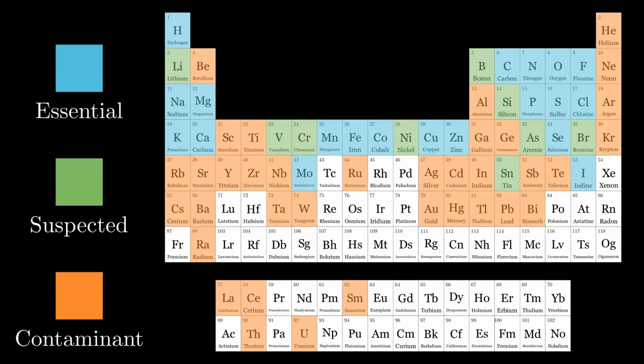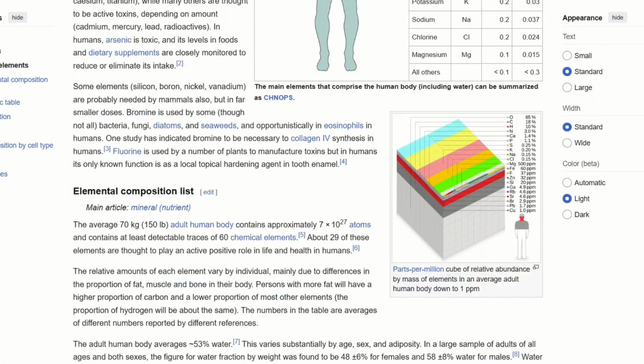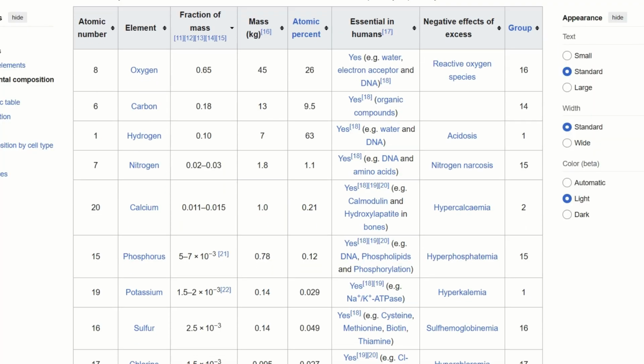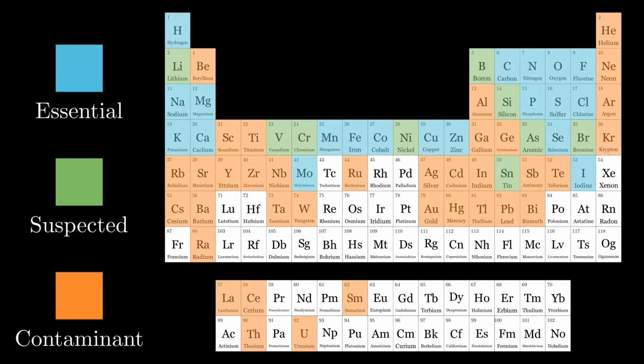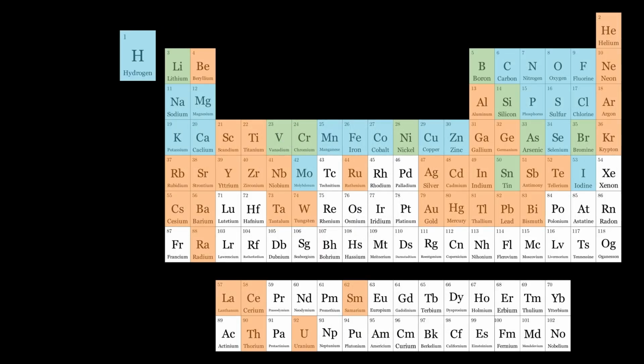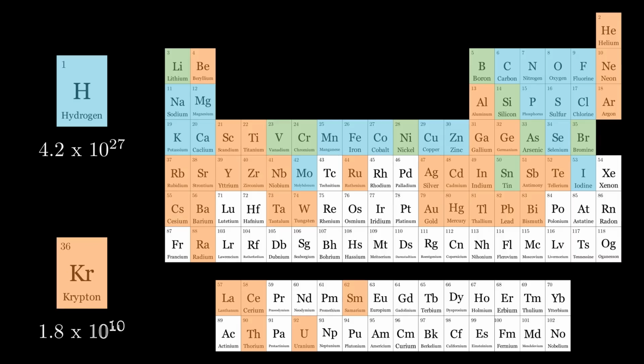Now that I know the elements of interest, I can calculate how many atoms of these elements are in the body. Luckily, the same Wikipedia page has the data to get this calculation started. Adding the masses gives a value slightly less than 70 kilograms, so I added a bit to oxygen, carbon, and hydrogen to make it exactly 70. From here, calculating the number of atoms is pretty simple, and here are the extremes. The most common element is unsurprisingly hydrogen at 4.2 times 10 to the 27 atoms, and the rarest atom on the list is krypton with a mere 18 billion.